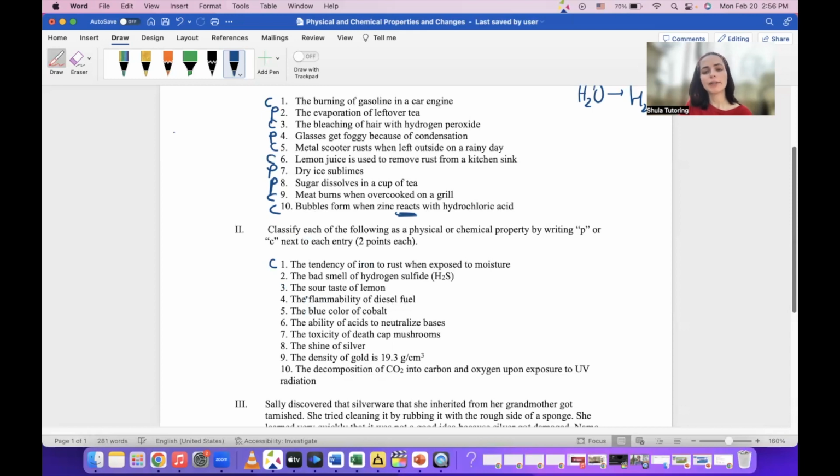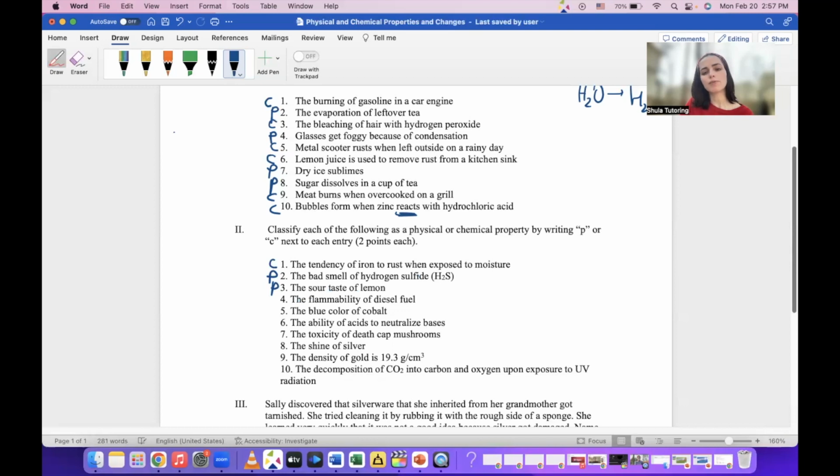The bad smell of hydrogen sulfide. Hydrogen sulfide is a substance that tends to have a bad smell by itself. It doesn't need to combine with anything else or undergo chemical reactions to display this property, though. So this is a physical property. The sour taste of lemon, just like smell, taste is also a physical property, because lemon just displays it by itself without combining with anything else, without going through any kind of chemical reactions. So this is also a physical property.